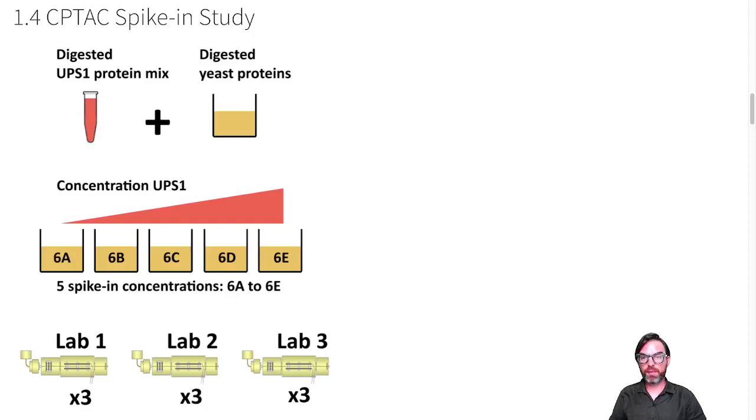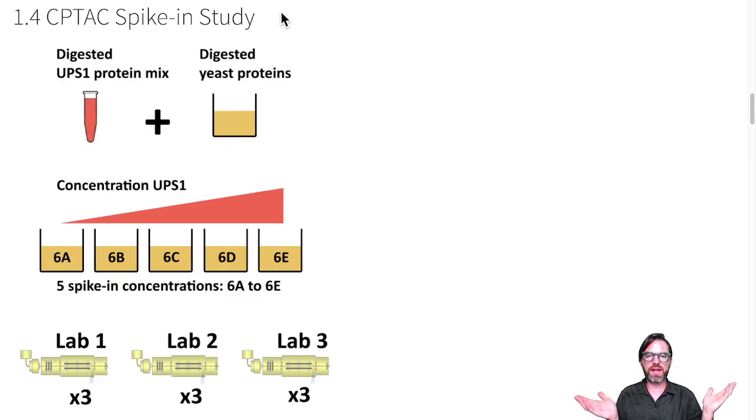In this clip, I will introduce you to the CPTAC spike-in study. This study is very useful to get insight in data analysis for proteomics. Why is this dataset so useful? In this dataset, we know the ground truth. We know which proteins are differentially expressed, and we also know which proteins are not differentially expressed.